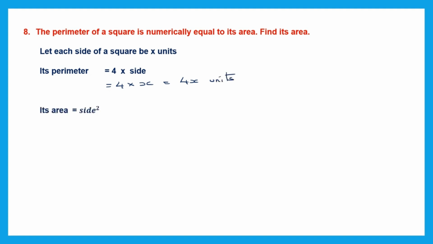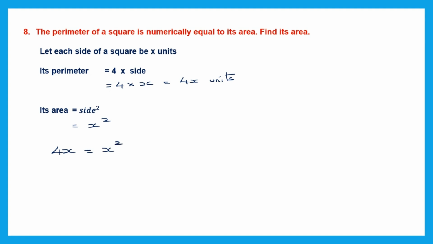Now the area. Area is side square. We said the side is x, so x square. So the area is x square, and the perimeter is 4x units. Now what does the question say? The perimeter of a square is equal to its area. So 4x is equal to x square. So we can write that 4x is equal to x square.